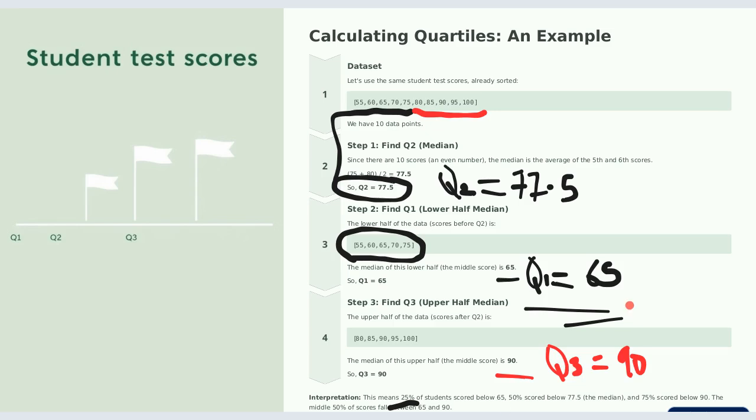The first quartile, which is Q1, which is the 25th percentile, is 65. And what that means is that 25% of the class scored 65 and below. Q2 means that 50% of the class scored 77.5 and below. And Q3 means 75% of the class scored below 90.